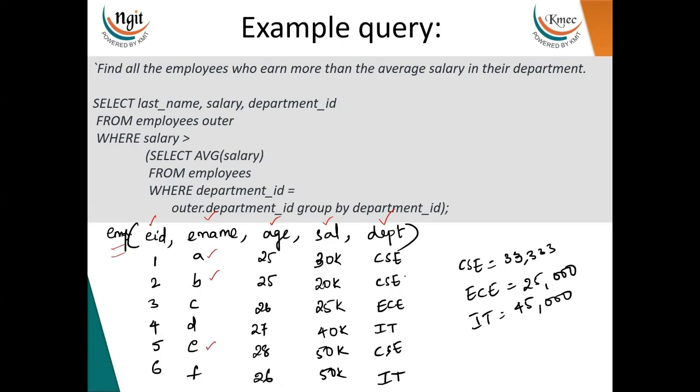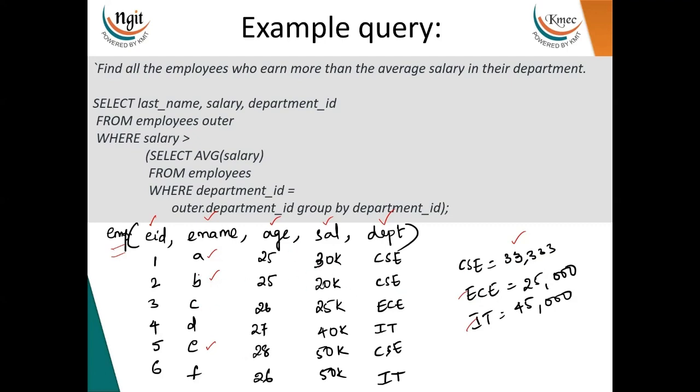the department? So, if you find out the average salary for CSE, 30K plus 20K plus 50K divided by 3, approximately you are going to get 33,333. So which of the employees is earning more than 33,333? You have to find out the name of the employee. Similarly, you need to work with the other departments like ECE and IT. So this is our question.